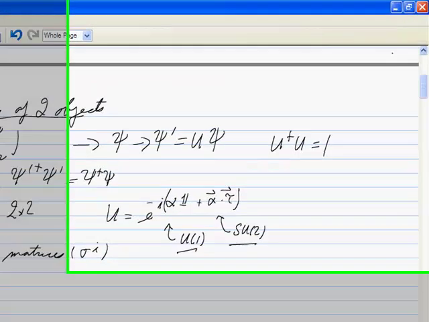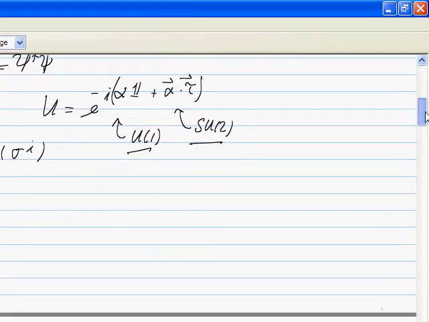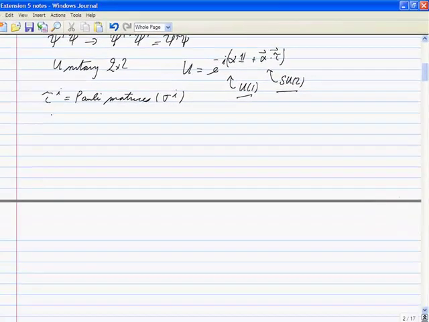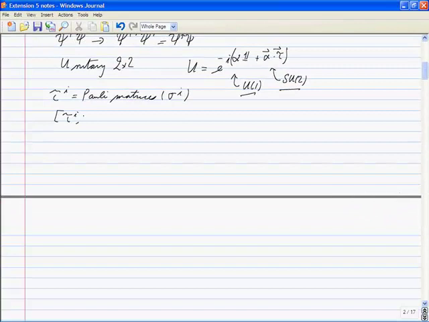Some things about the Pauli matrices, as you know: tau i tau j equals 2i epsilon ijk tau k, that's the usual one. We'll take the usual normalization, the trace of tau i tau j being 2 delta ij.